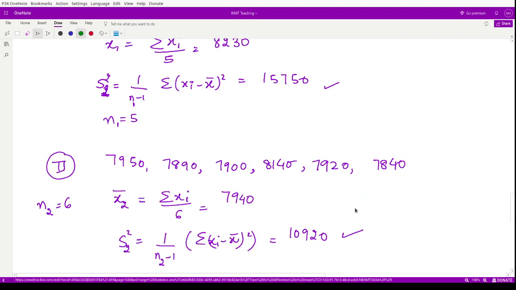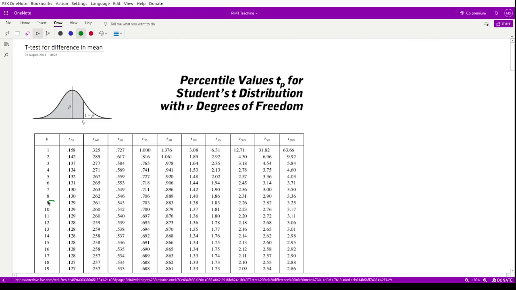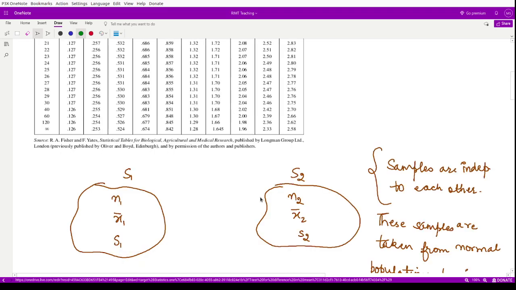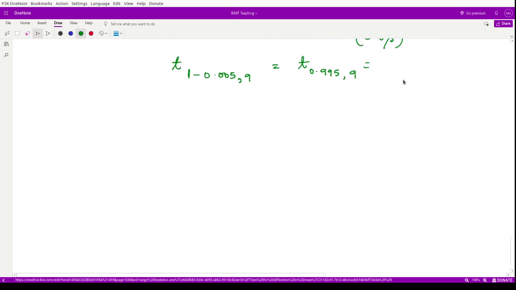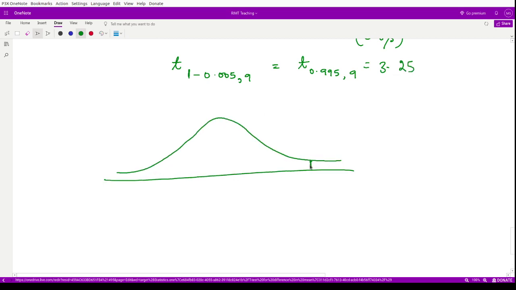So let's have a look. For 9 degrees of freedom, at this level of significance, our value is 3.25. So it is equal to 3.25. Your critical region would look something like this. This value would be plus 3.25, this value would be minus 3.25. This is your critical region here.